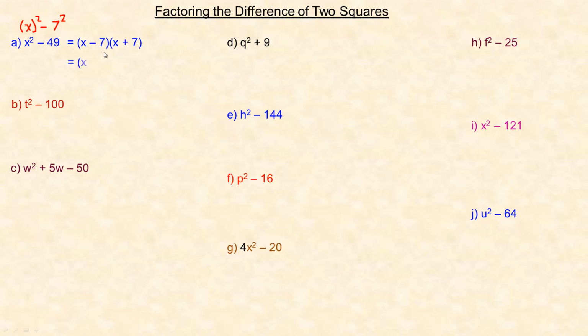Now it doesn't matter which you write first, so if you want to write the x plus 7 first and the x minus 7 second, it doesn't matter. Either of these are just as equally correct as the other.